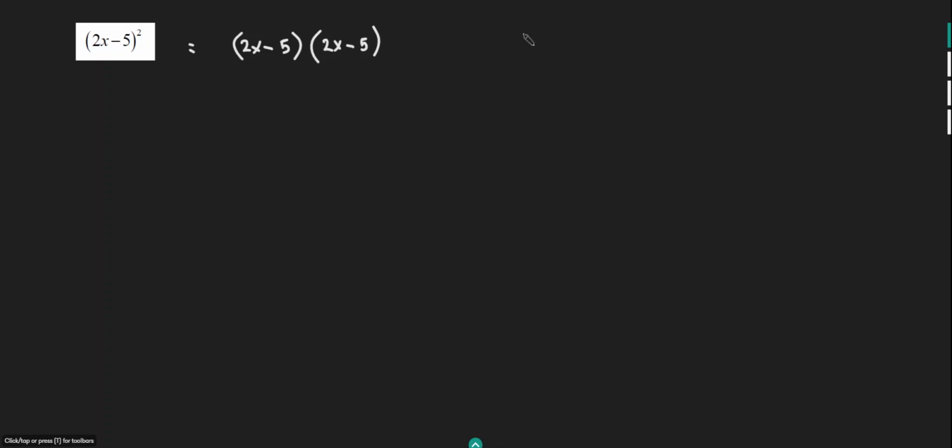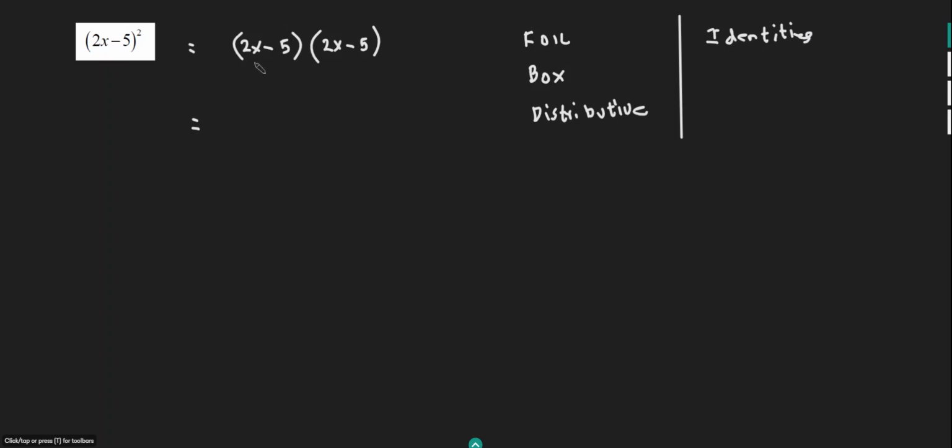So what are the methods that we discussed from the previous problem, that is the FOIL method, the box method, or the distributive method applies to this problem also. And in fact, there is another method also which we are going to discuss, that is using the identities method. First, we will multiply this using the FOIL method.